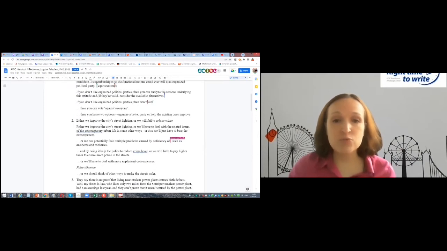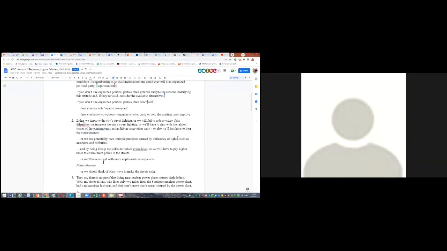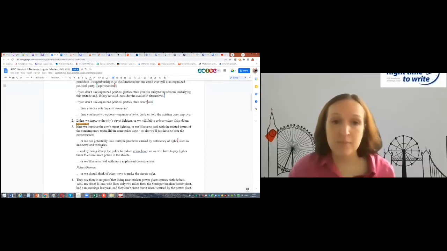Number two: either we improve the city street lighting or we will fail to reduce crime. What is the fallacy here? False dilemma, that's right, it's a false dilemma, exactly. And: either we improve the city street lighting or we have to deal with the related issues of contemporary urban life in some other ways, or else we'll just have to bear the consequences.